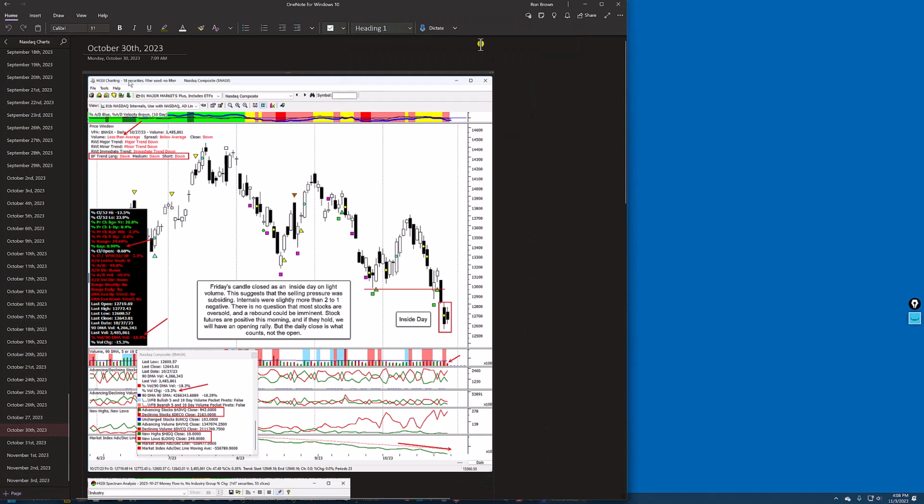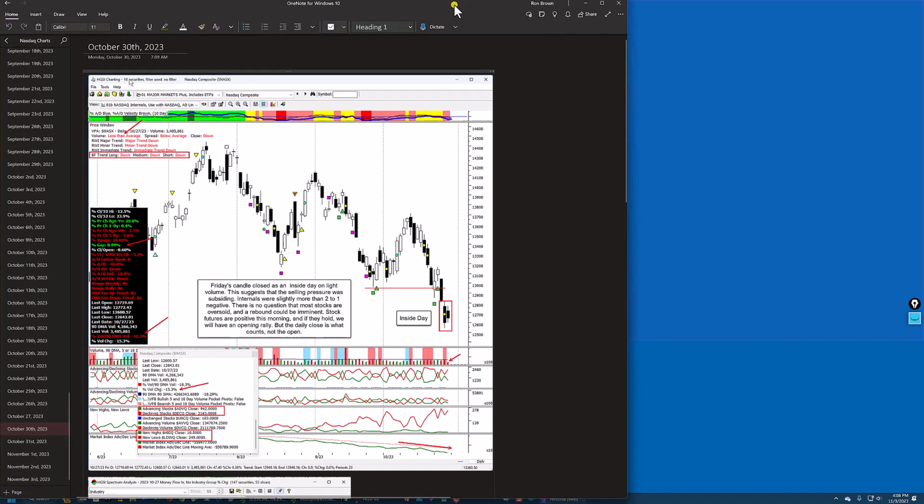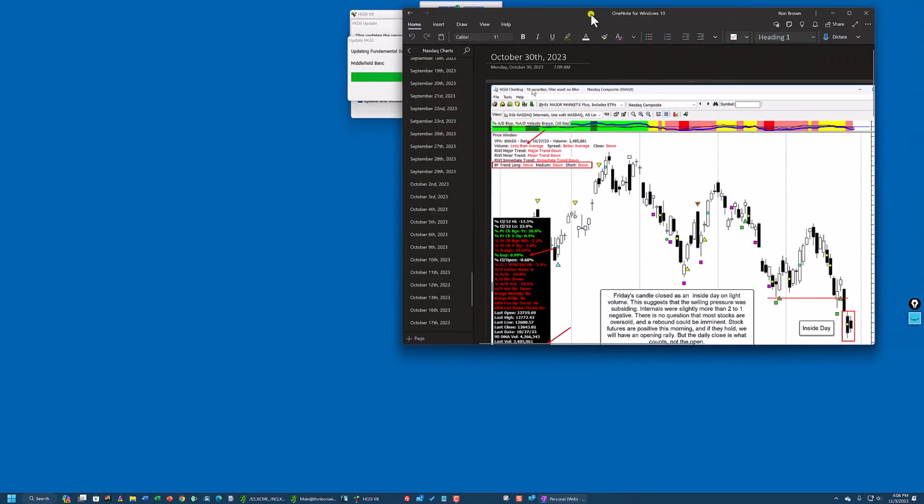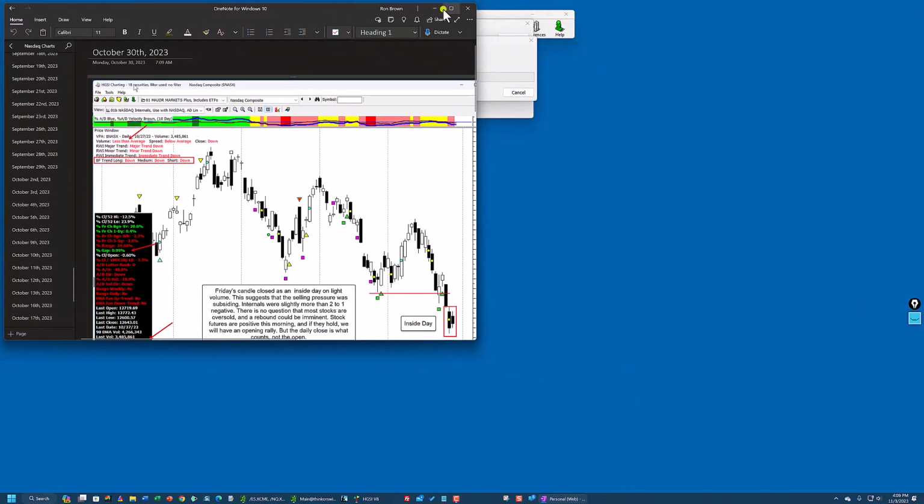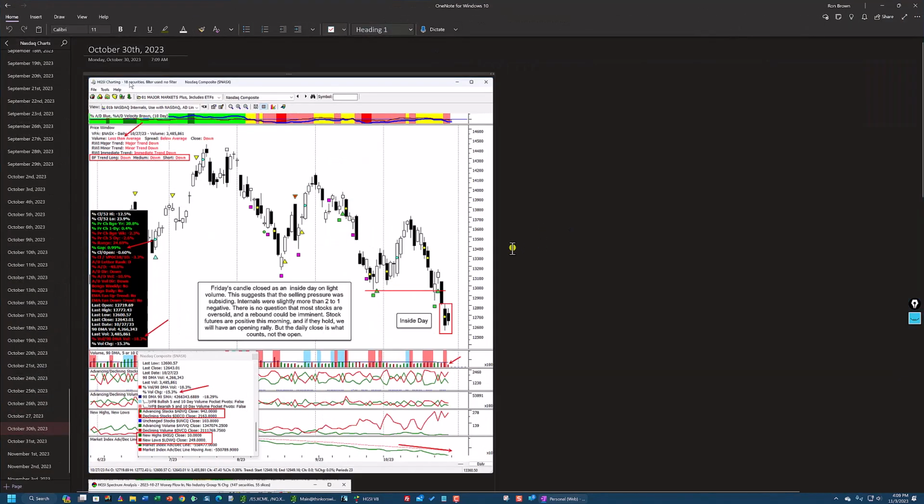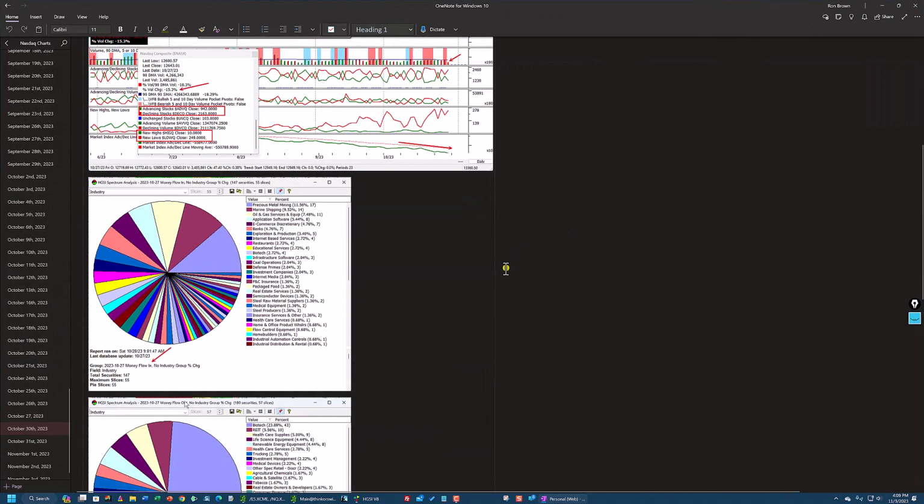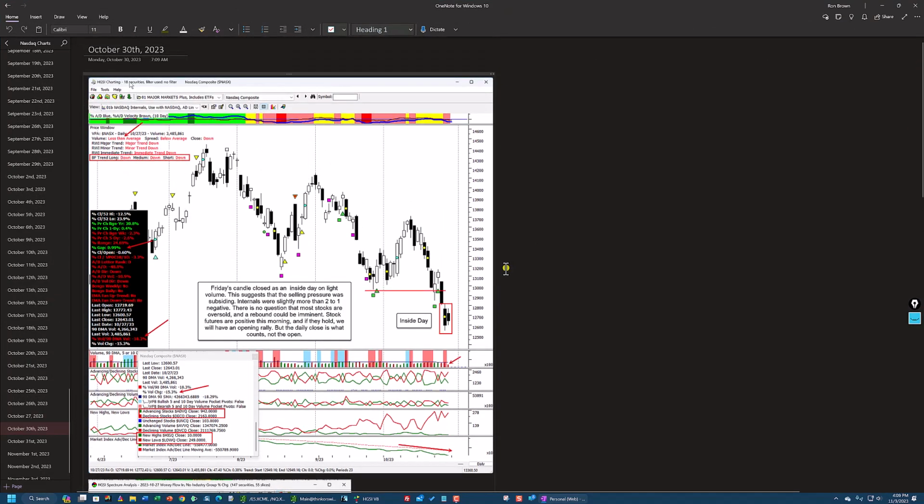Now I'm going to close this, and I'm going to open up a copy of OneNote. Every morning when I get up early and send this chart out, I make it full screen and save it in here so I can go back and review my work. The date on this is October 30th. I date it the morning that I'm doing it, so it's data from the prior day, the 27th. So this is from Friday.